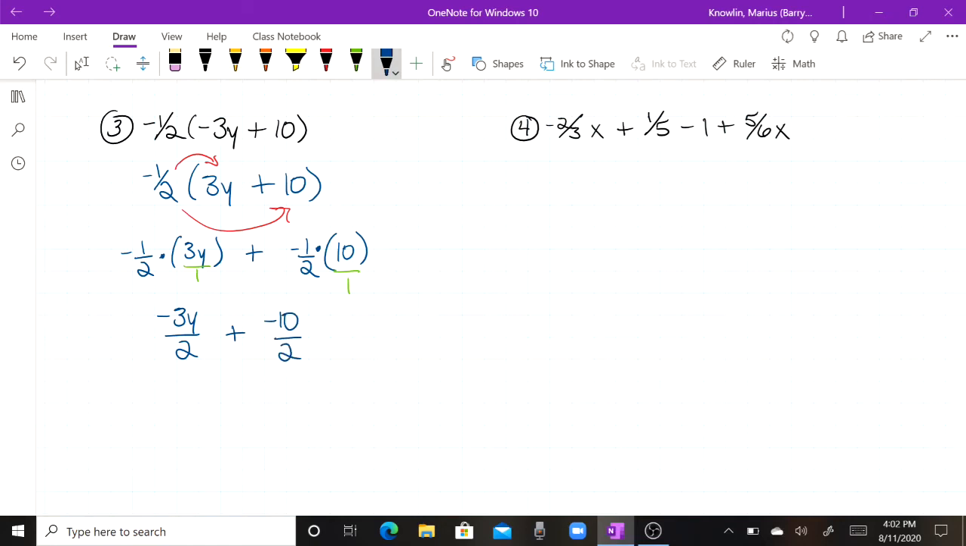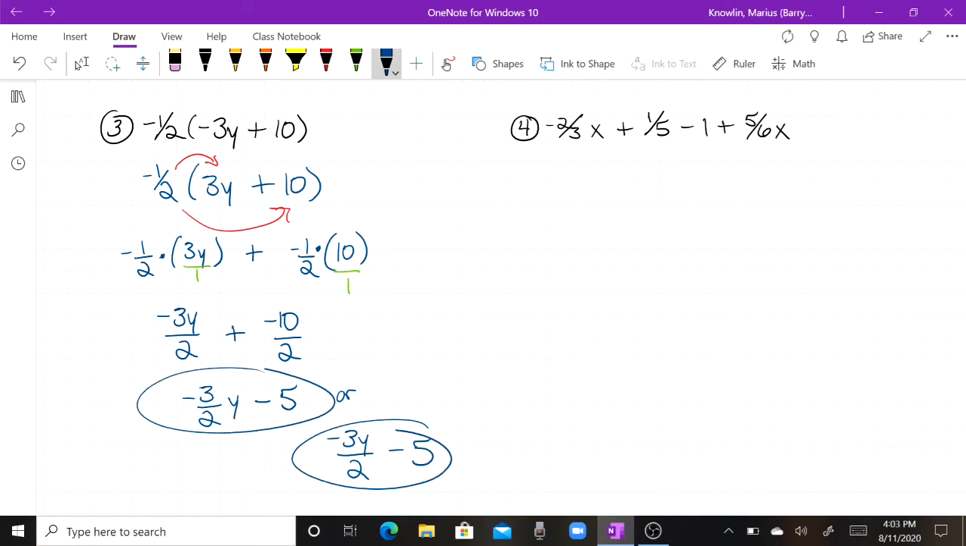Now, we cannot simplify negative 3y divided by 2, but we can simplify the negative 10 divided by 2, which is just negative 5. So our final answer can be written as negative 3/2 y minus 5. Or you may see somebody write it as negative 3y divided by 2 minus 5. Either way, both of those are correct answers.